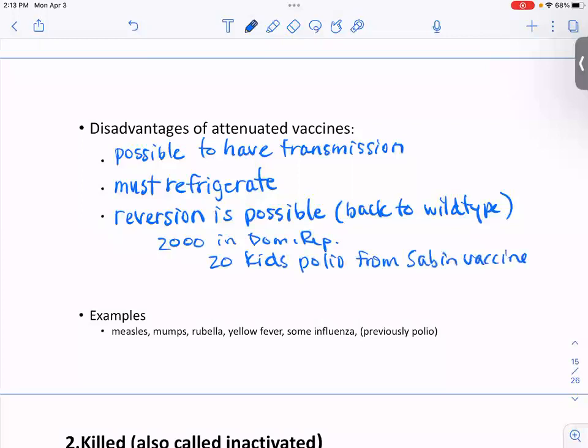Full-blown polio. So the mutated form had reverted back to the wild type and they got polio. So ever since 2000, we don't use that Sabin polio vaccine in this country anymore. It's still used other places worldwide because, again, the chances of this are really, really low. But we don't use it anymore in this country. Okay, we went back to using the Salk one.